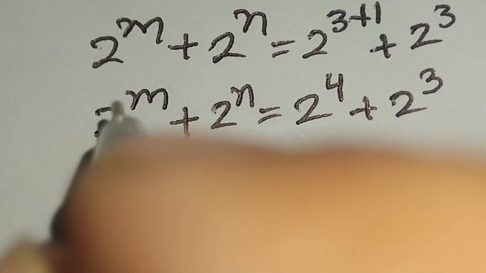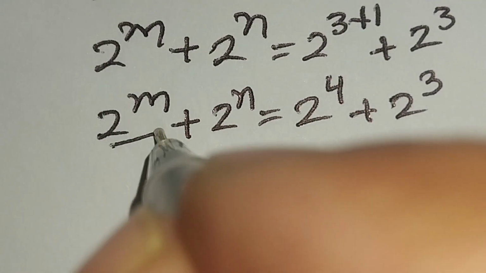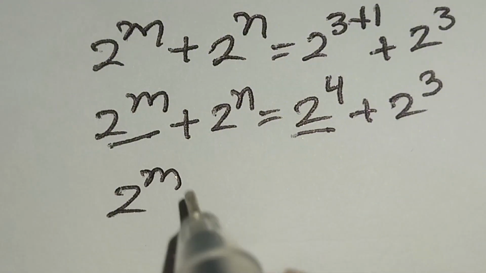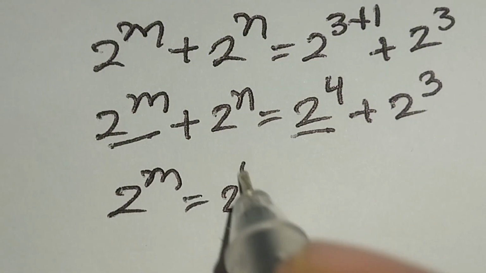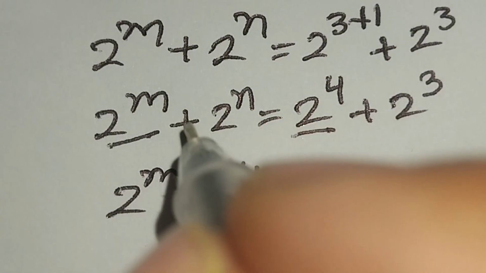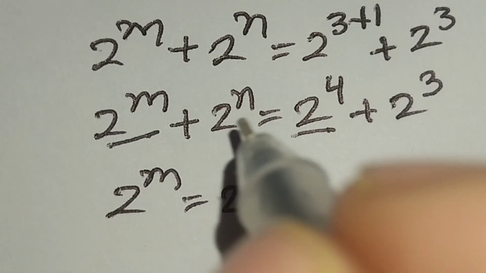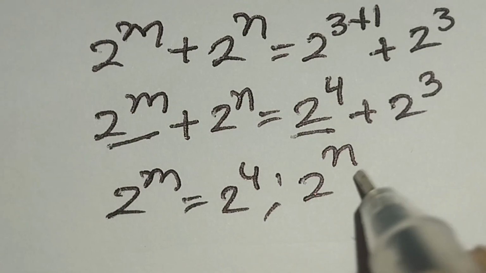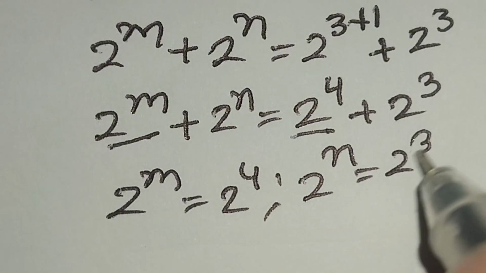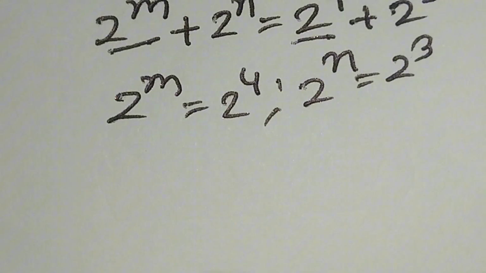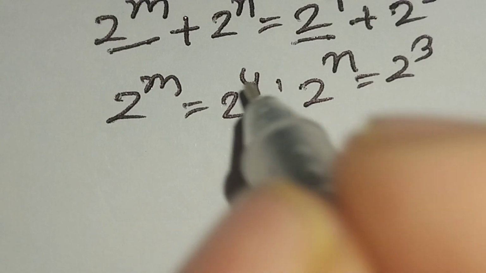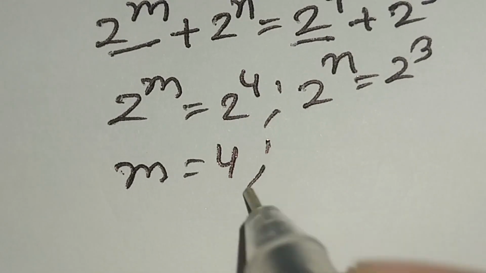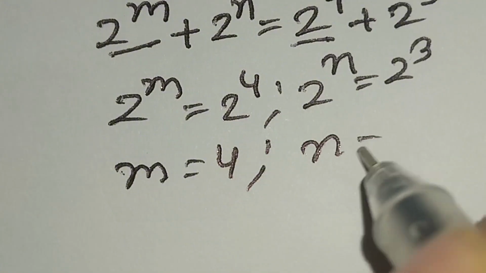Now we can compare this 2 to the power m to this 2 to the power 4. So we can write 2 to the power m equals 2 to the power 4, and we can compare this 2 to the power n to this 2 to the power 3. So you can write 2 to the power n equals 2 to the power 3. Here, both sides' bases are equal, so you can write m equals 4 and n equals 3.